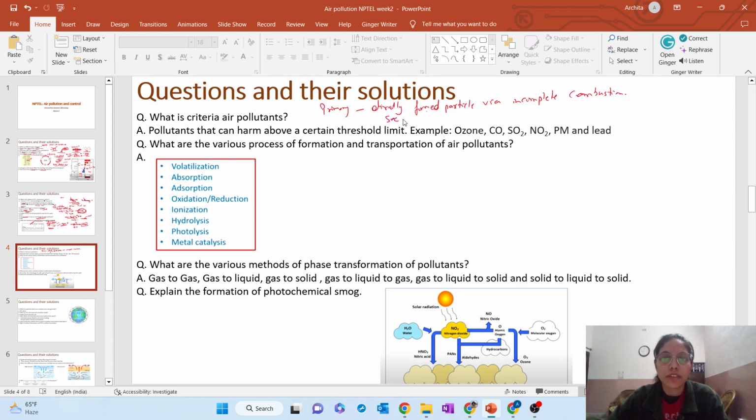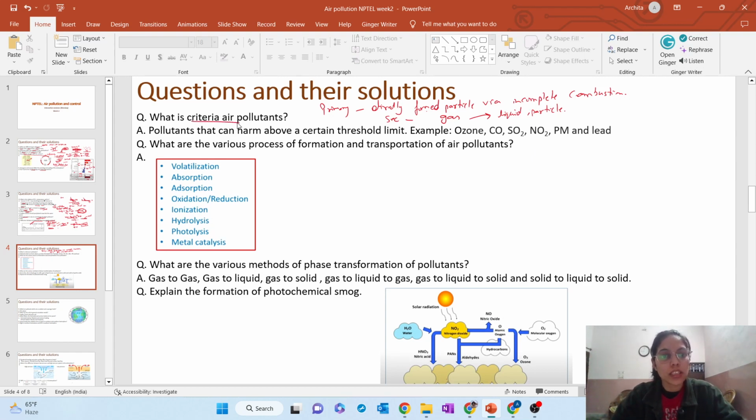Secondary pollutants are formed when there is a transformation, when particles released in the form of gas convert into liquid or solid particles. Third is criteria pollutant, and fourth is hazardous. Hazardous pollutants are harmful even in the slightest concentration. Now the question is, what are criteria pollutants?